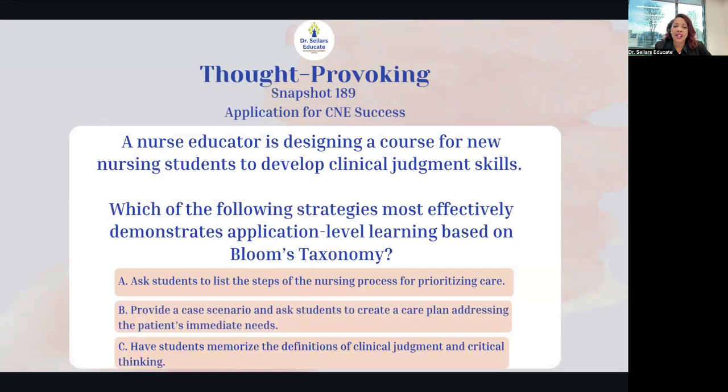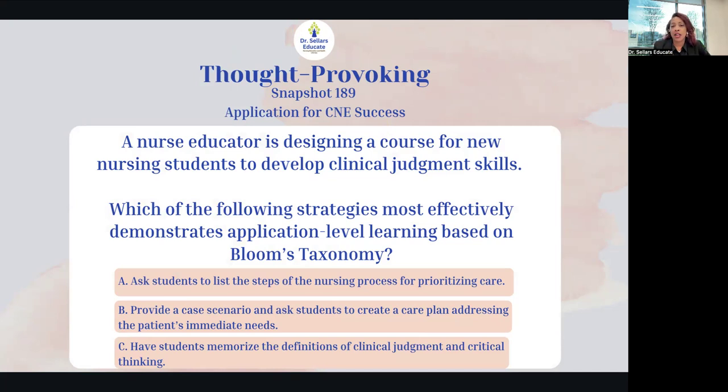All right, so for the correct answer, if you chose B, provide a case scenario and ask students to create a care plan addressing the patient's immediate needs, you are correct. So give yourselves a round of applause if you chose B. And then I want you to think about, you don't have to put it in the comments. If you want to, that's great. But if you did get it correct, I want you to type in the comments "application." This just kind of gauges us for how difficult this question was. We did try to create this one to be a little bit more difficult.